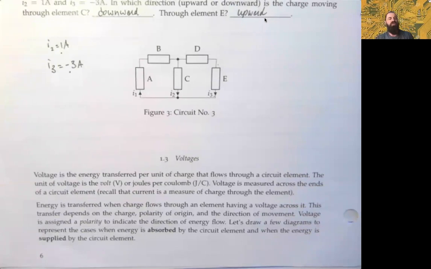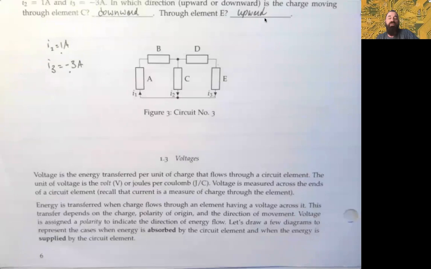So voltage is measured across the ends of a circuit element. Remember that current is a measured charge through the element, through that cross section. But voltage is measured in terms of the difference between the ends, the differential there. So energy is transferred when charge flows through an element having voltage across it. The transfer depends on several items: charge, polarity of origin, and the direction of the movement. So voltage is assigned a polarity to indicate the direction of the energy flow.